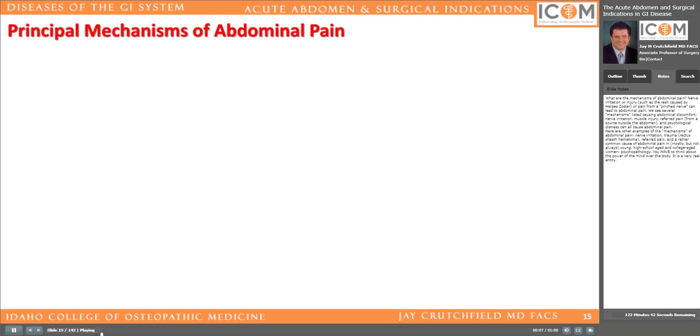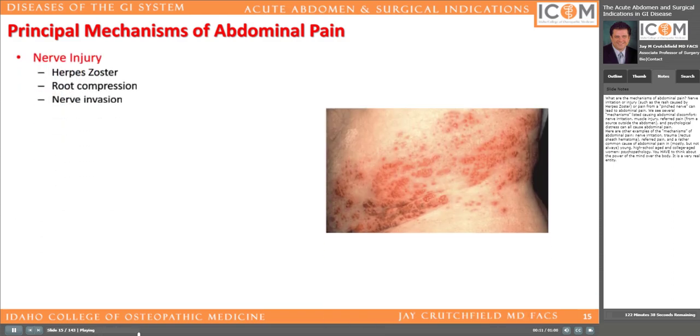What about nerve irritation or injury, such as the rash caused by herpes zoster, or pain from a pinched nerve that can lead to abdominal pain? We see several mechanisms listed causing abdominal discomfort: nerve irritation, muscle injury, referred pain, i.e. from a source outside the abdomen, and psychological distress. All of these can cause a very real abdominal discomfort, necessitating being seen in an emergency room.